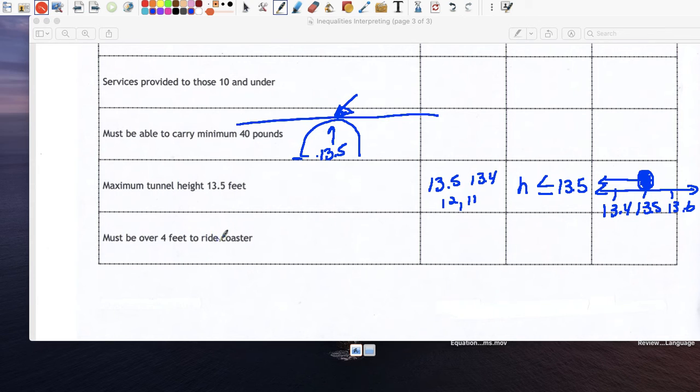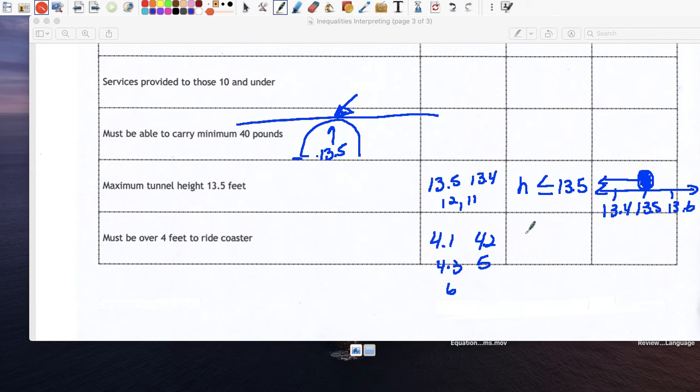You must be over 4 feet to ride the coaster. Over. So if you're 4 feet, can you go in? No. If you're 4 feet 1, can you go on the ride? Yes. 4 feet 2, 4 feet 3, 5 feet, 6 feet. It has to be higher than 4.